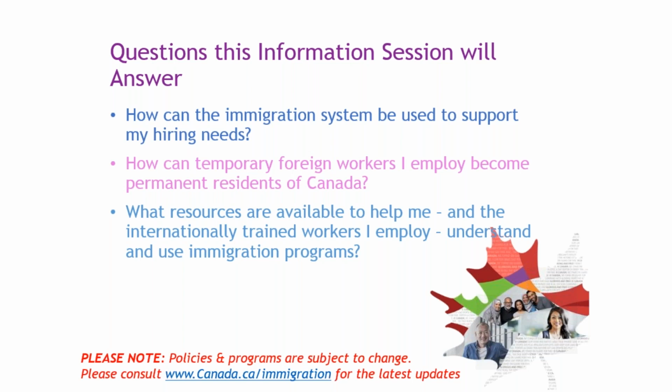All information about federal immigration programs is available online at the website canada.ca/immigration. And all you need to do really is just go to www.canada.ca and type in search terms, and it will take you directly to the topic that's of interest to you, whether that's work permits or, for example, the skilled worker immigration program. Next slide, please.